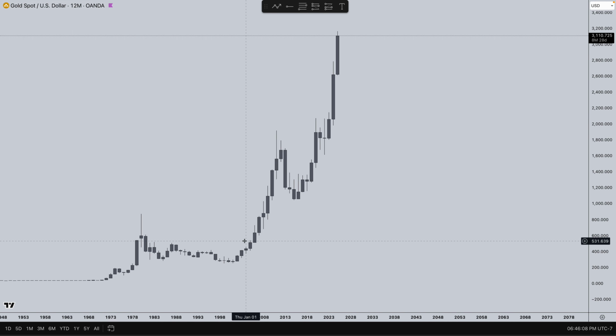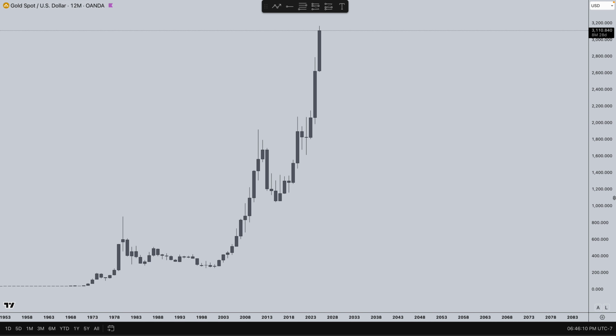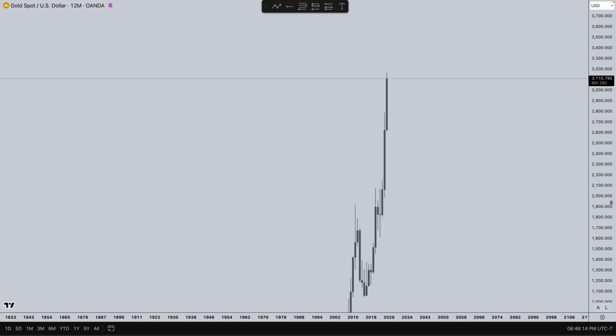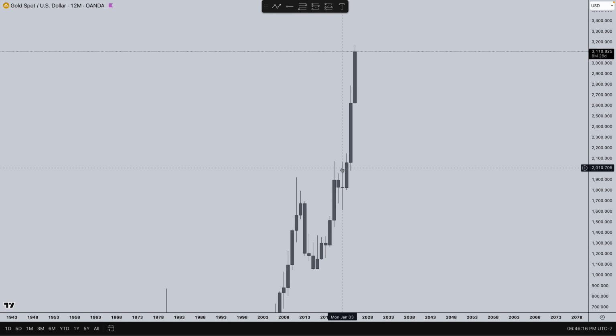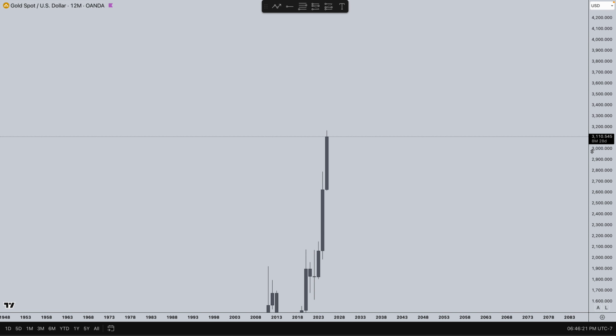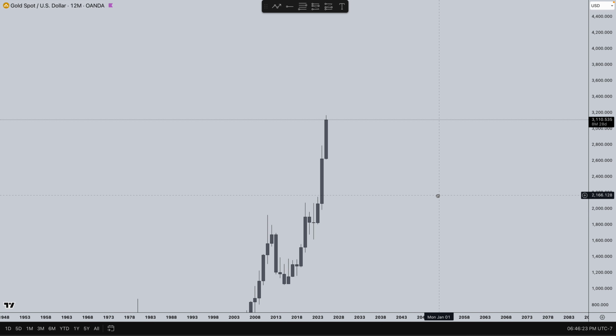Bullish. This is what I like to see. I wish I was more focused on gold than Nas at the moment, because this is just full sprint running. This is the market that we should be in. This is beautiful. But yeah, this is gold on the 12 month.